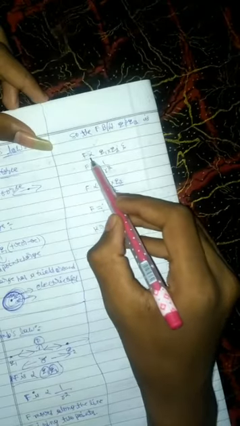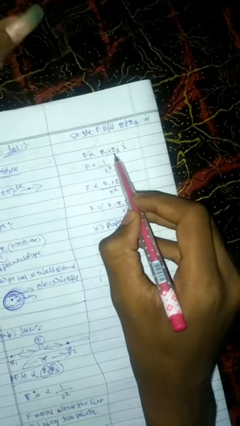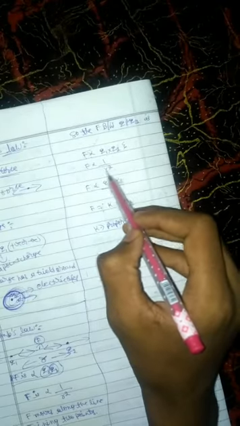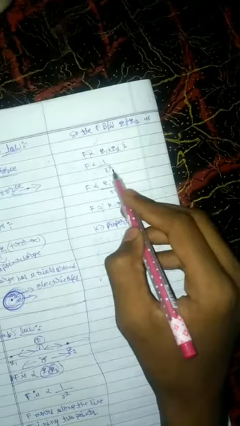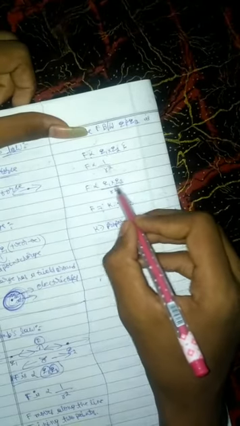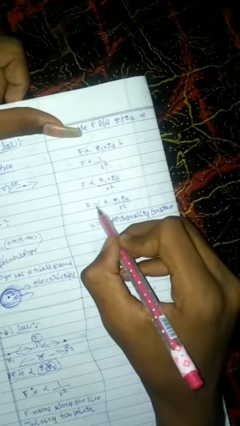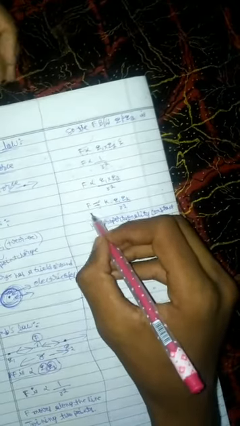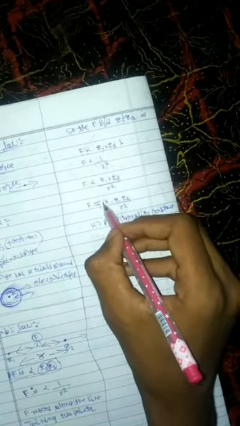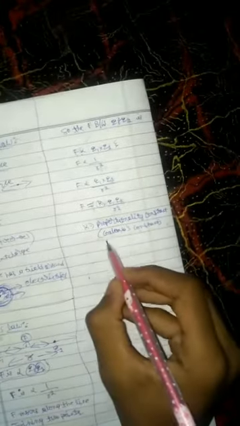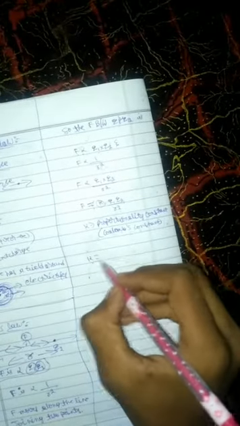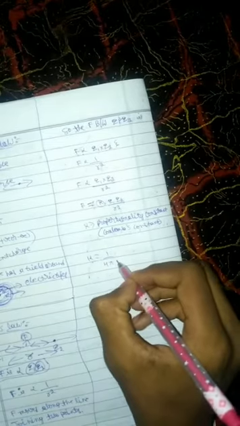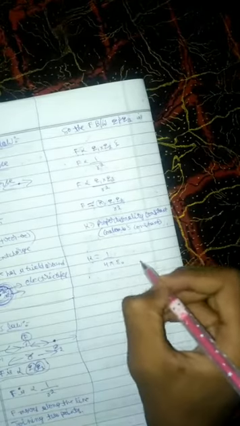According to Coulomb's law, F is directly proportional to the product of the magnitudes of Q1 and Q2, and inversely proportional to the square of the distance between them. By combining both of them, F is directly proportional to Q1 into Q2 by R square. Hence, to remove the proportionality, we added K. So K is also called Coulomb's constant. The value of K is equal to 1 by 4 pi epsilon naught.